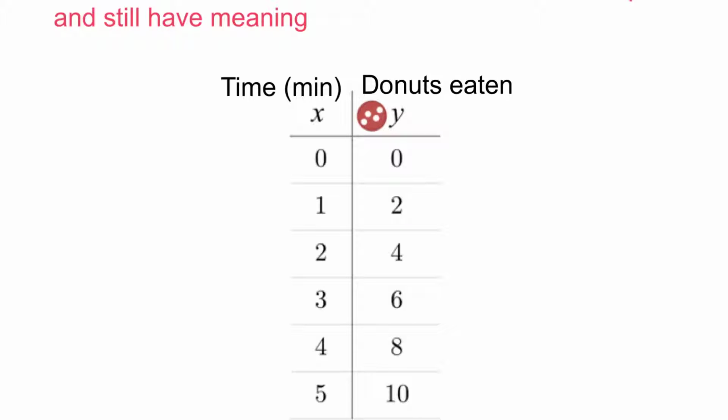Continuous. A continuous set of data is a set of data that can be broken down into smaller parts and still have meaning. So let's say I really wanted to eat a lot of donuts. Guys, listen up. Every minute or so, I can eat about 2 donuts, which is not true. I can probably eat way more than that.